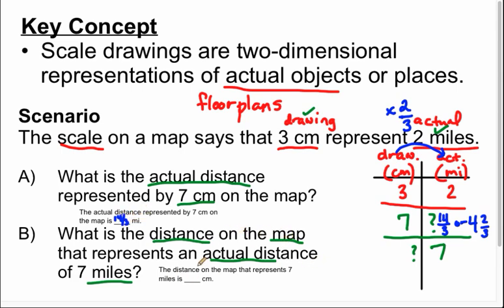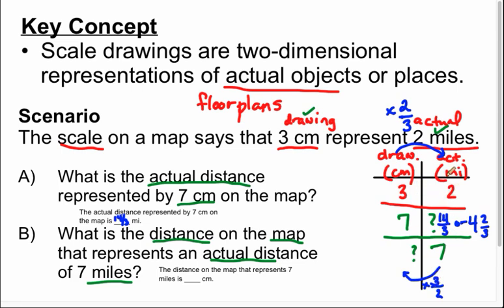And then over here, if I wanted to figure out the drawing distance for an actual distance of 7 miles, I would figure out what I have to multiply 2 by to get to 3. Well, if I'm starting at 2, in order to get to 1, I would divide 2 by 2. So 2 divided by 2 is 1. And then 1 times what number would equal 3? 1 times 3 would equal 3. So what do I multiply 2 by to get to 3? I multiply 2 by 3/2 to equal 3.